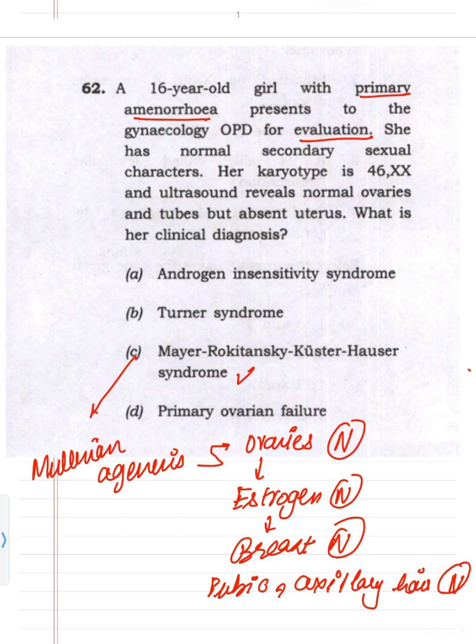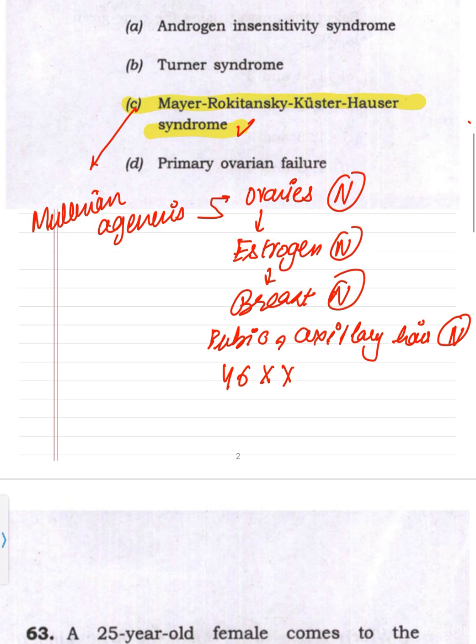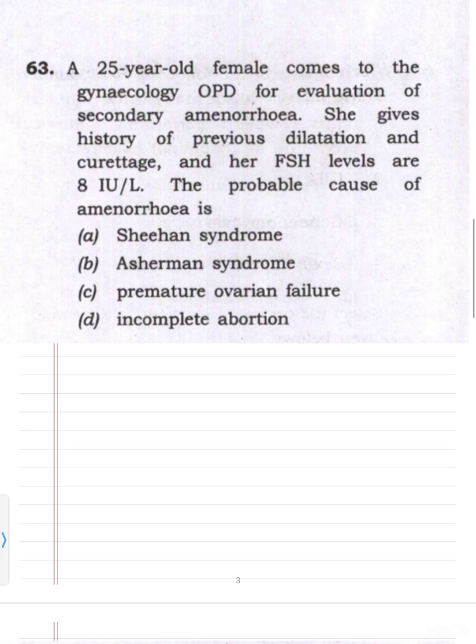Patient's karyotype will be normal female karyotype, so that is 46XX. So the answer is C, Mayer-Rokitansky-Kuster-Hauser syndrome. Now coming to the next, a 25-year-old female comes to gynecology OPD for evaluation of secondary amenorrhea.